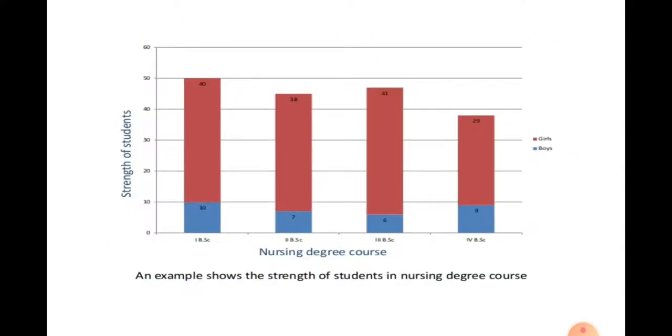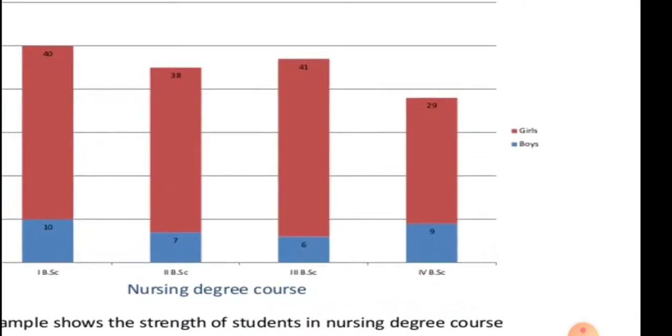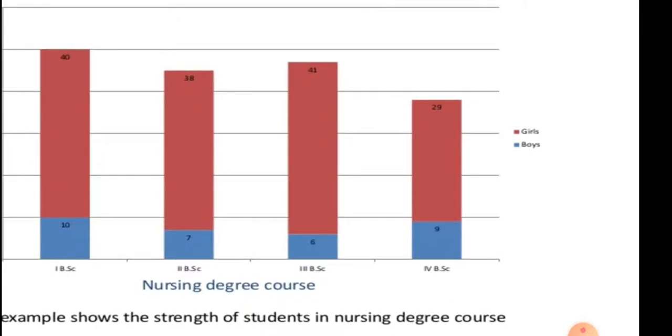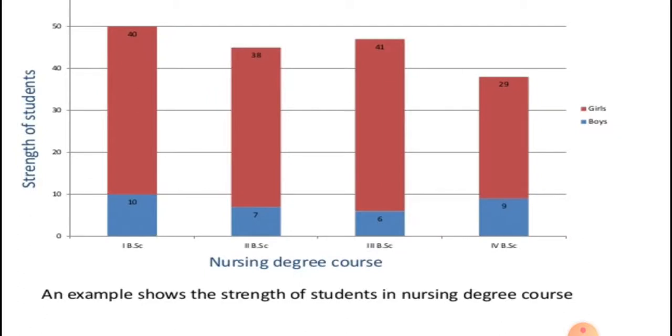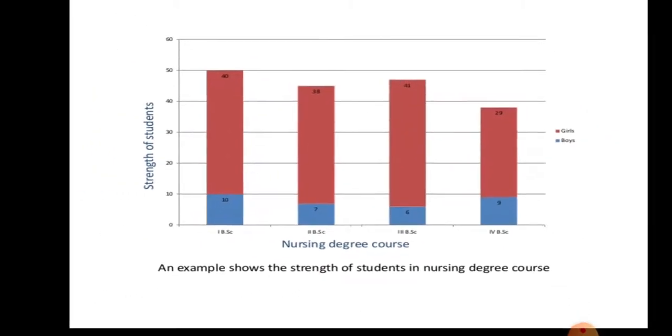Here is one more example. This is nursing degree courses. Again we have the girls as well as boys. Blue color depicts the boys and red color depicts the girls. This is an example showing the strength of students in nursing degree courses.